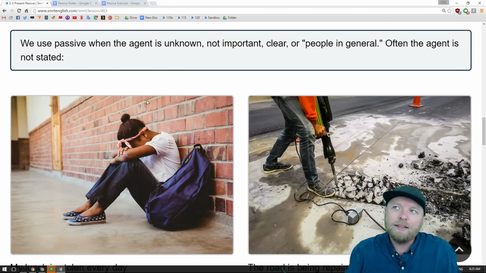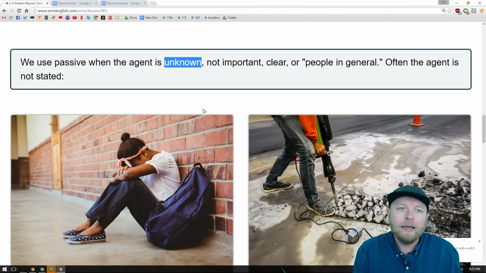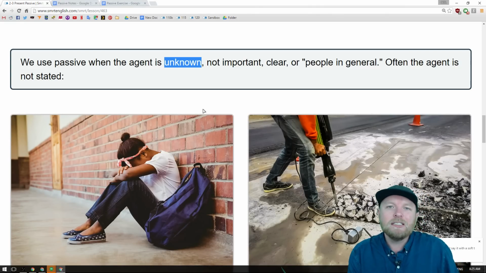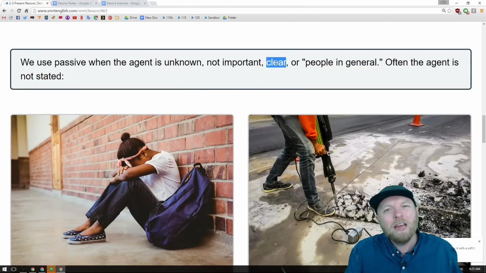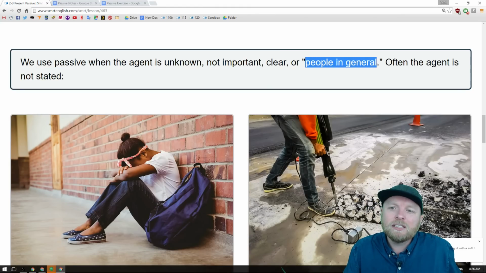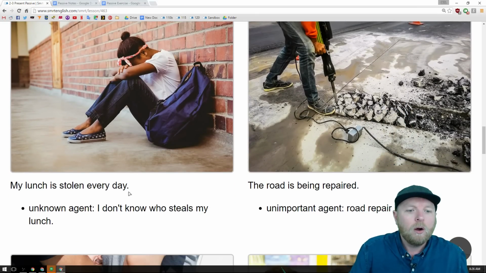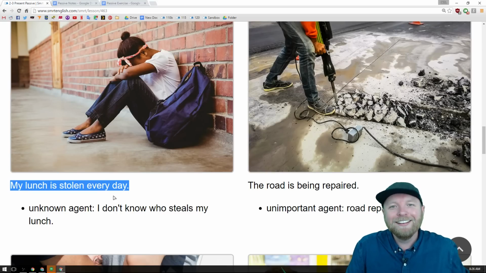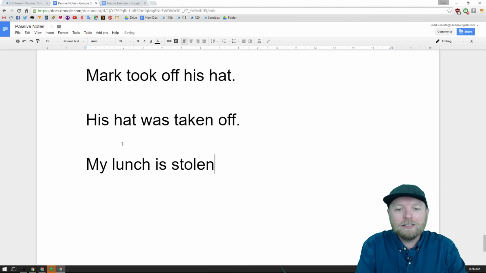The doer, the agent. Well, maybe the agent is unknown, okay? Maybe we don't know the doer. Maybe the doer is not important, right? Maybe the doer is clear. And maybe the doer just means people in general. Okay, so let's look at some examples of this. Don't worry, guys. Okay, my lunch is stolen every day.